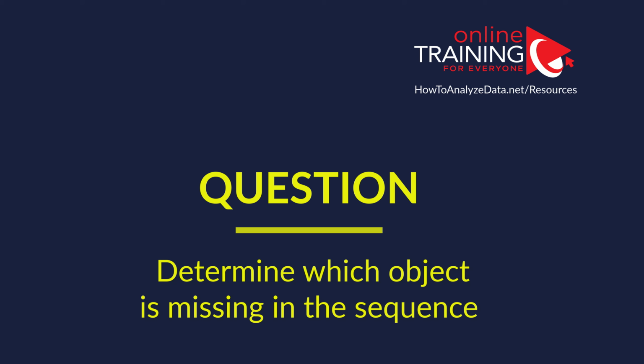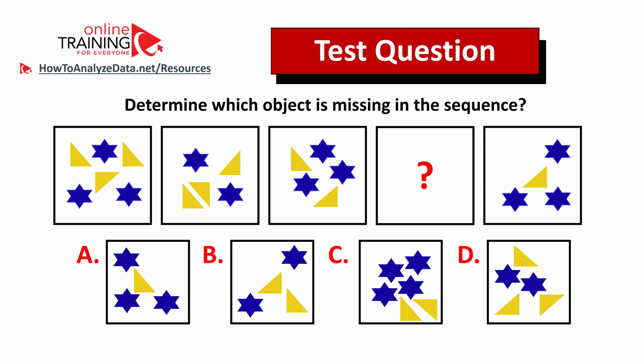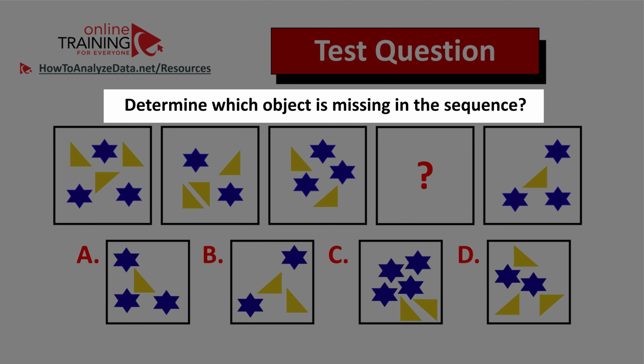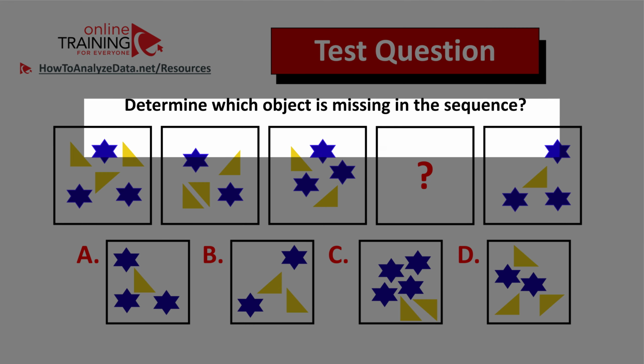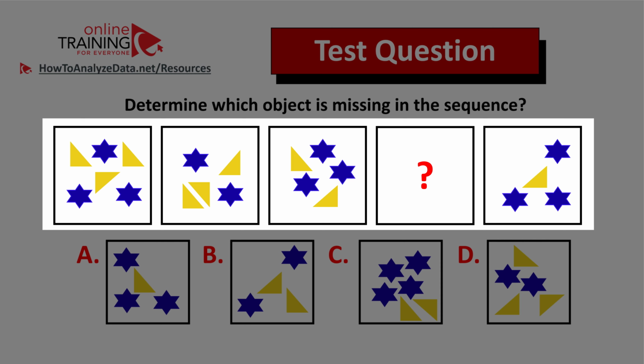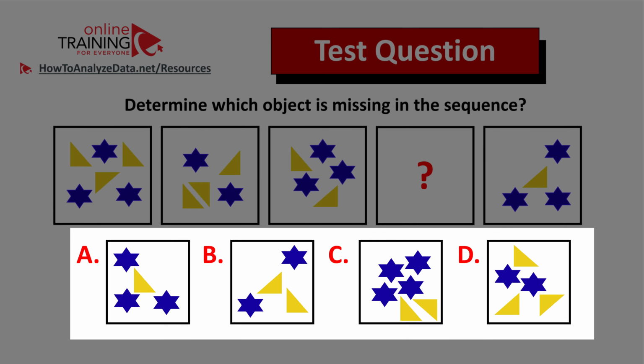Some of you might find this question tricky, but regardless of whether you can solve it or not on your own, you will be excited to learn the solution to this real-life assessment test question. Here's the question. Determine which object is missing in the sequence. You're presented with a sequence of 5 objects, and object number 4 is missing. You also have 4 different choices to choose from for the missing object: A, B, C, and D. Each object contains triangles as well as stars.